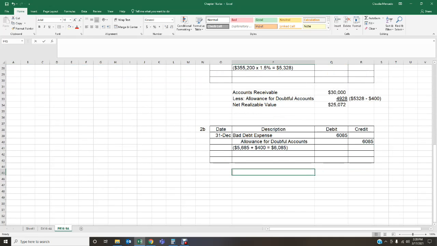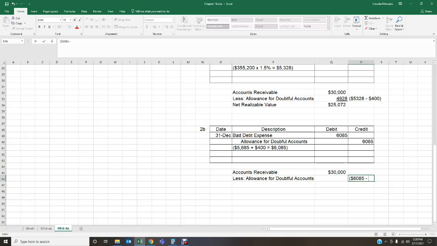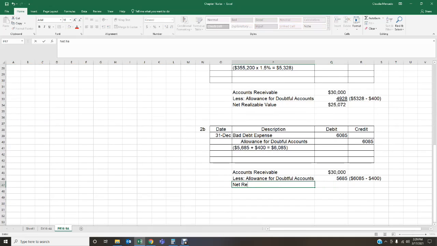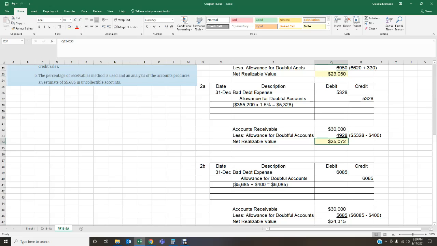Now I have to figure out my net realizable value. My amount is $30,000 for my receivable. I'm going to less my allowance for doubtful accounts, and that would be the $6,085 that I just deposited minus the $400 that I'm short. 6,085 minus 400 will give me 5,685, which is the amount of your estimate. Then next I can figure out my net realizable value. That would be the 30 minus the 5,685. That will be 24,315.